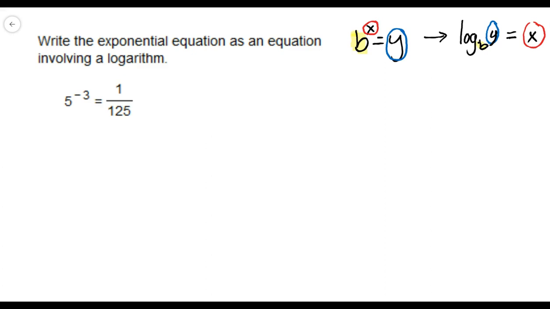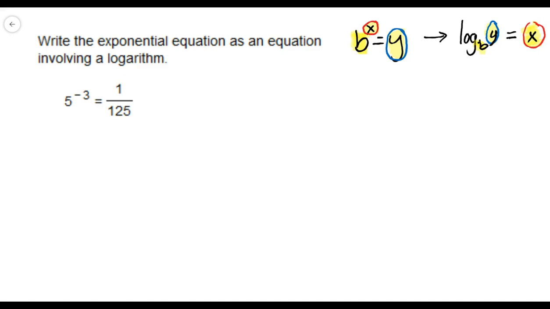So this is how exponential and logarithmic equations are related. So we need to memorize this comparison. We need to memorize that the log always equals the exponent. We need to memorize that what's inside the log is what the exponential equals, and that the base of the exponential is the base of the log.